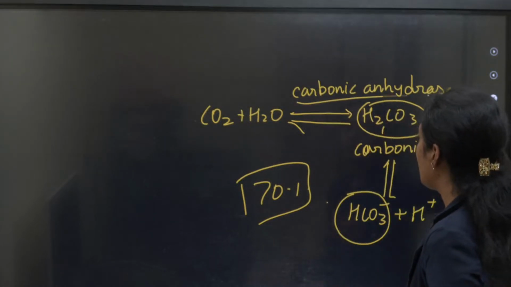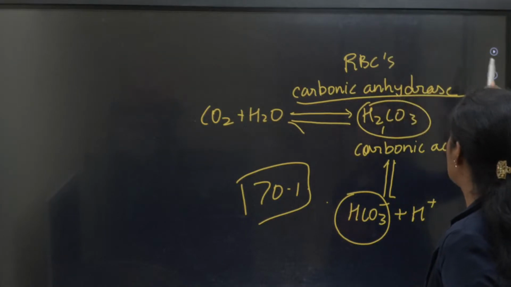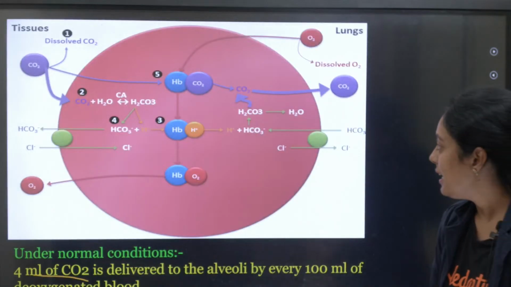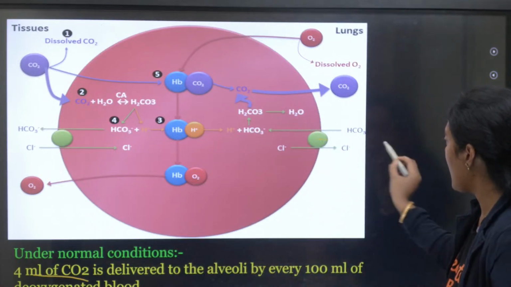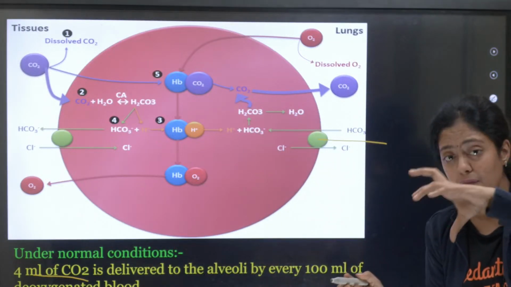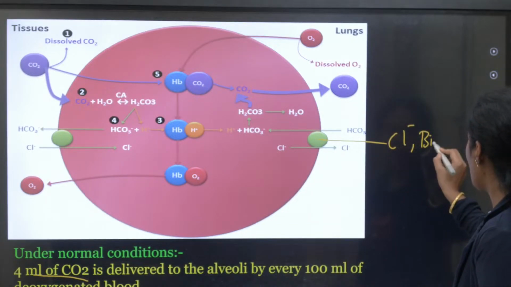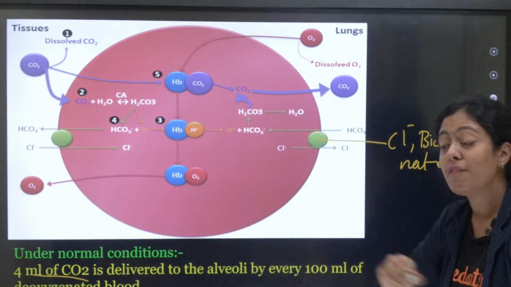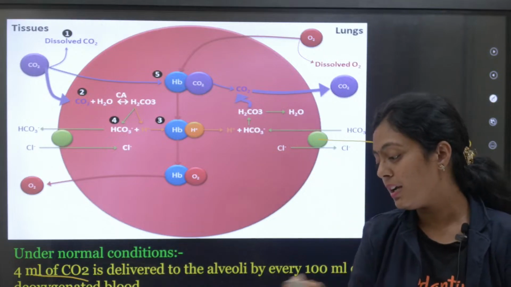And where is this carbonic anhydrase present? It's present in my RBC. Okay, that is what they are trying to tell here. Look what happens here, H2CO3 is formed. Okay, you can see here in your RBC, on the surface of the RBC, you have a protein called chloride bicarbonate transporter. Okay, on the surface of my RBC, I have a transporter called chloride bicarbonate transporter.